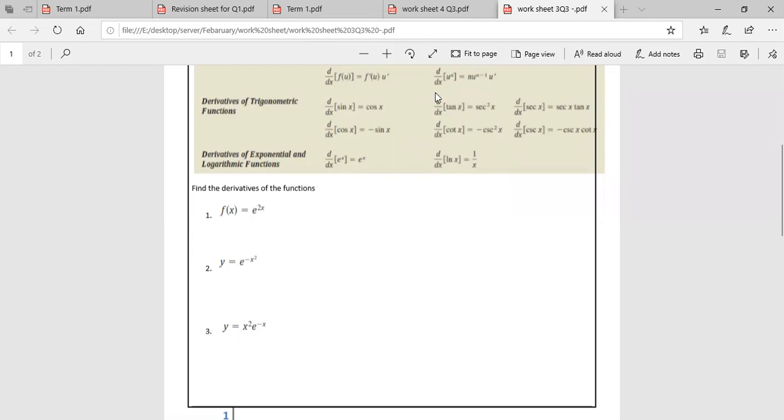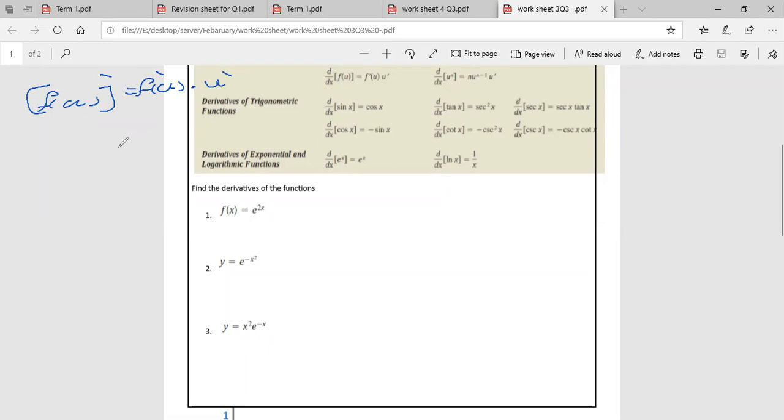Okay. Before I begin the session, I'd like to remind you of the chain rule. Look with me here, focus. The derivative of any composite function f of u with respect to x will be the derivative of the outer function of u multiplied by the derivative of the inner.